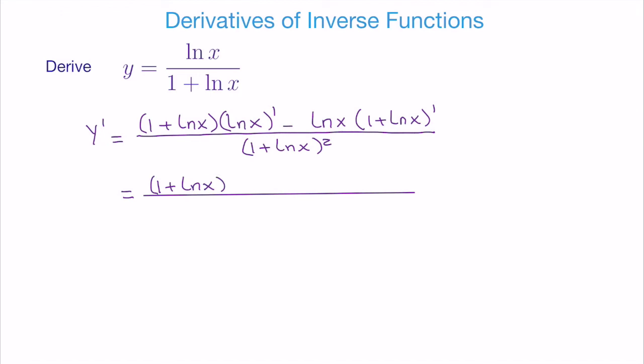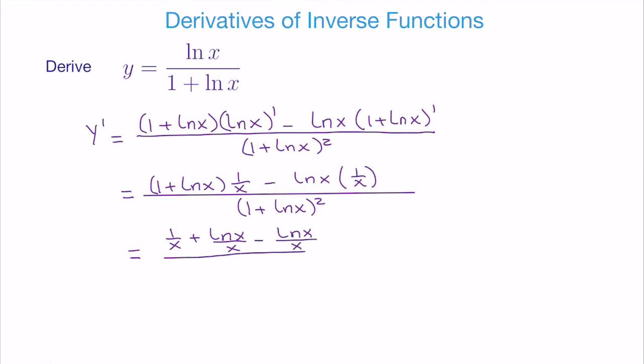The derivative of ln is 1 over x, minus ln x. The derivative of 1 plus ln x is again 1 over x, because the derivative of 1 is 0, over 1 plus ln x squared. And then we can distribute the 1 over x, and we get 1 over x plus ln x over x minus ln x over x, over 1 plus ln x squared. And these guys cancel out.